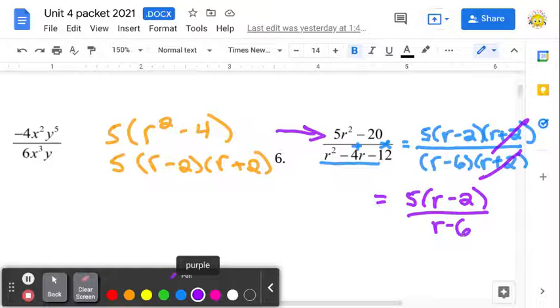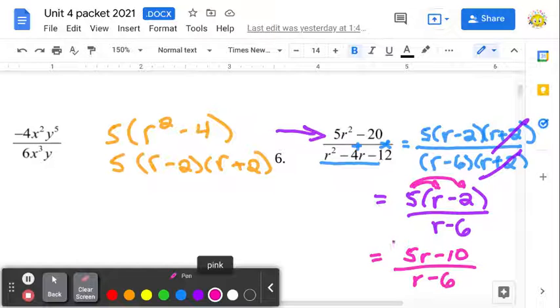So what we've done is we've crossed off the factors that match in the numerator and denominator, but this answer isn't quite simplified yet because we can still do our order of operations on this. I'm just going to distribute: 5r minus 10 over r minus 6. That is our final answer.